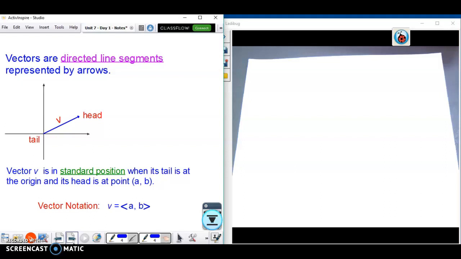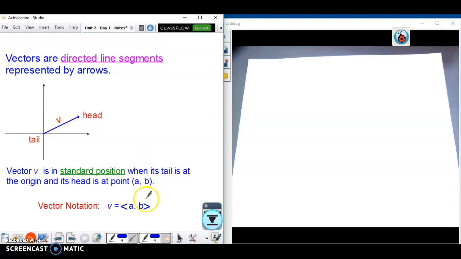It says vectors are directed line segments represented by arrows. Because you don't really have a geometry class, but if you did have a geometry type of class, you would have learned this is called a ray. So vectors and rays, kind of the same thing. But they are directed line segments. Because they are directed line segments, that means they always go in a certain direction.